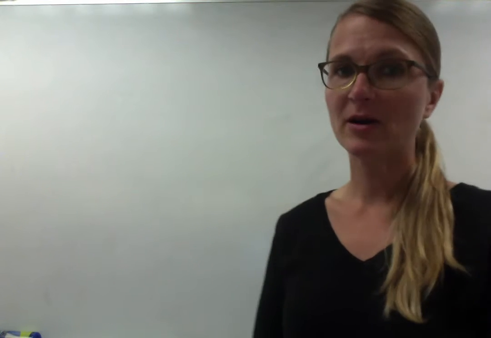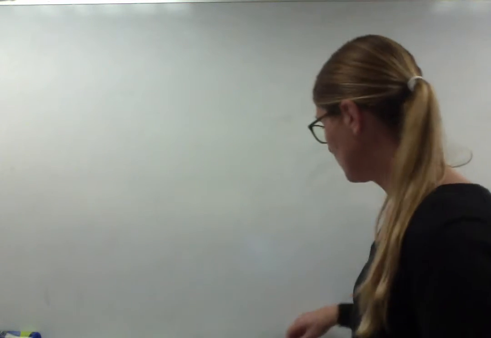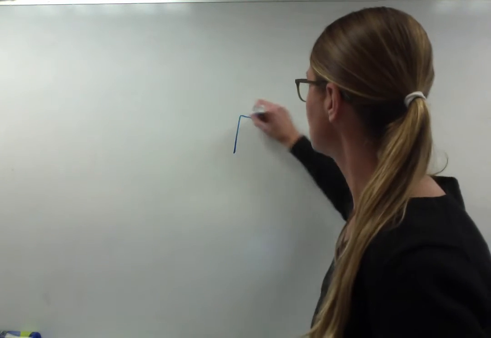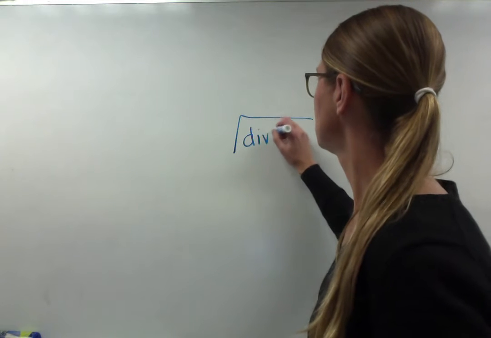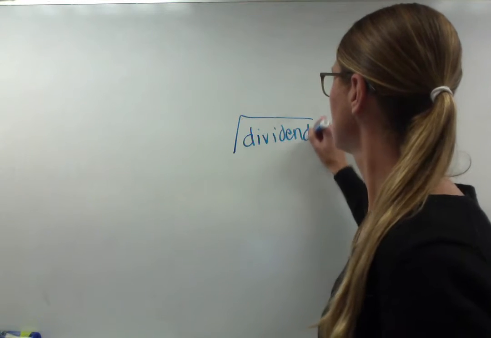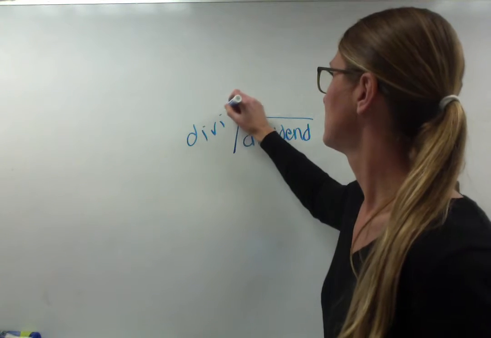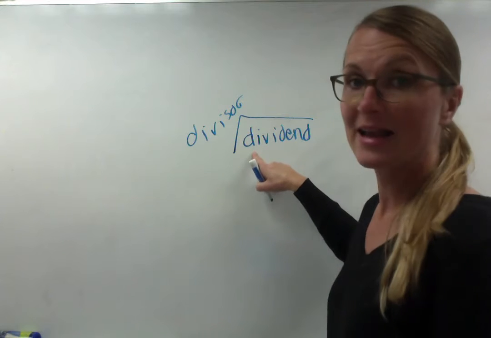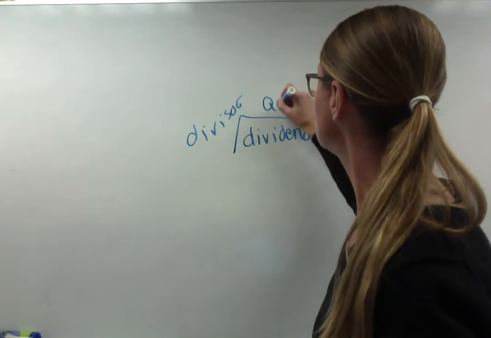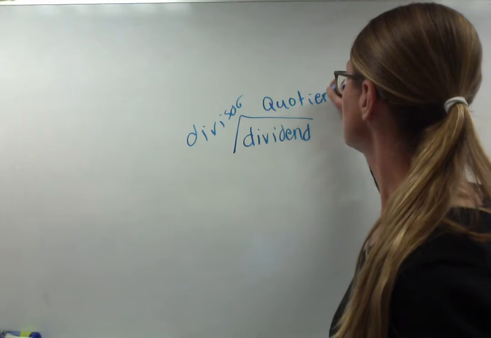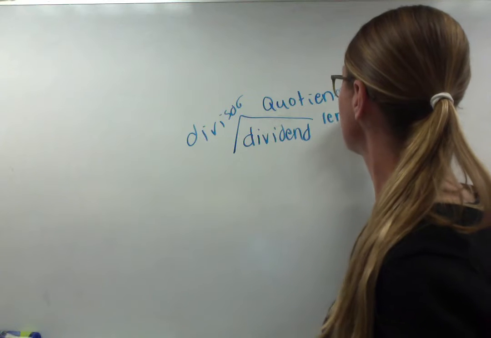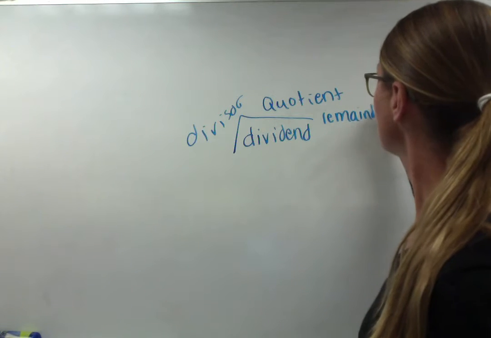Today we're going to be talking about dividing with two-digit divisors. It's the same as dividing with a one-digit divisor, except with bigger numbers, okay? So when we're talking about division, we have our dividend, which is the number we're dividing. We have our divisor, which is the number we're dividing it by. And then we have our quotient, which is the answer. And then we have our remainder, which is how many leftovers we have, okay?